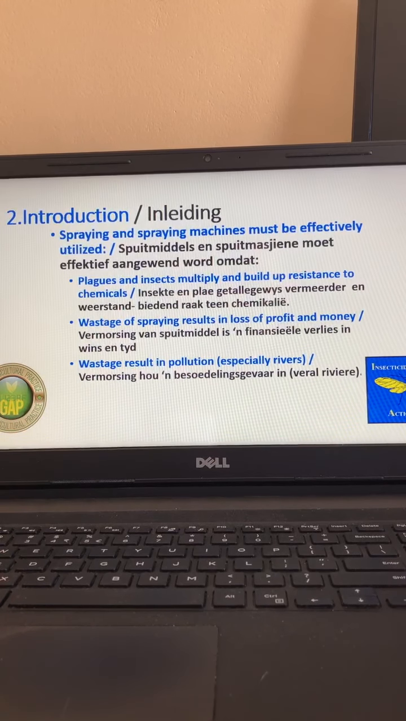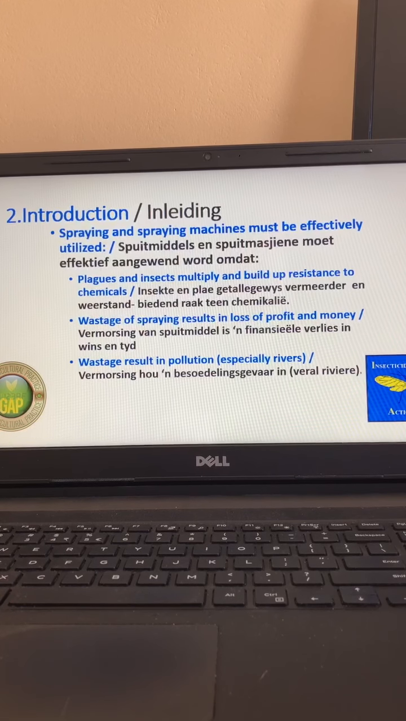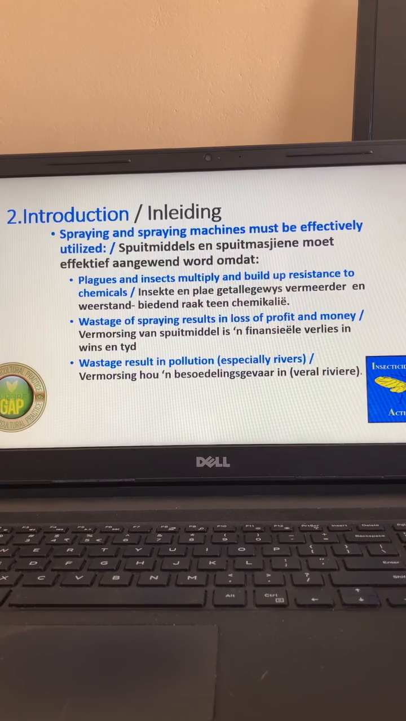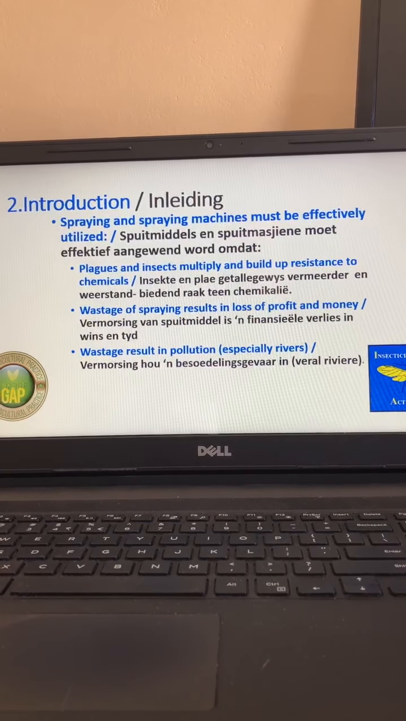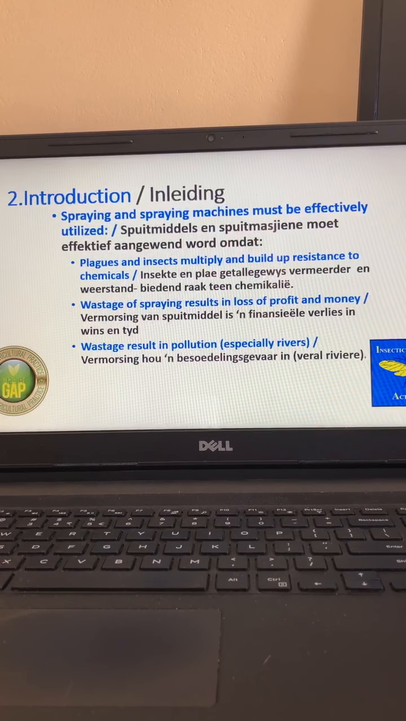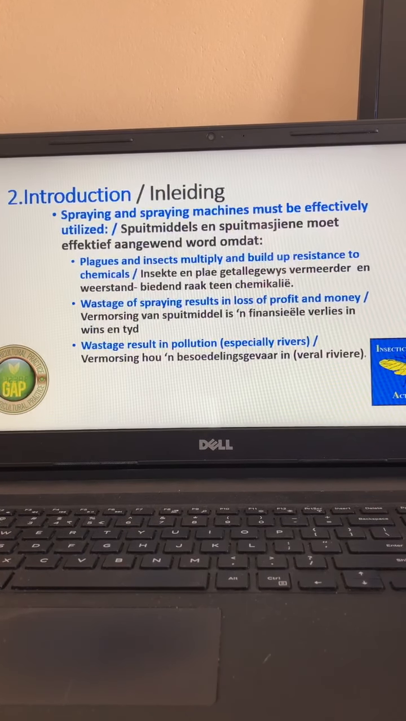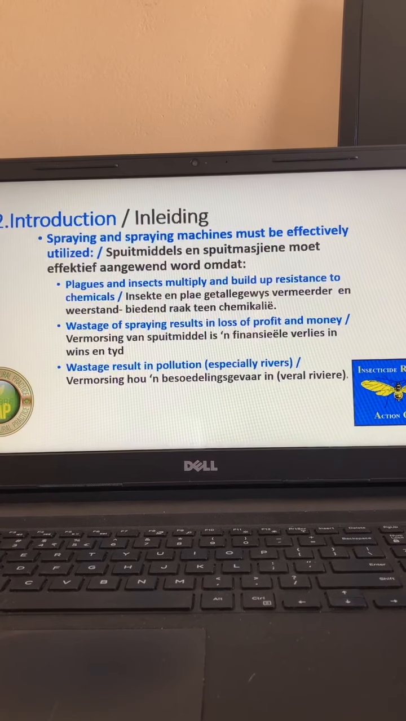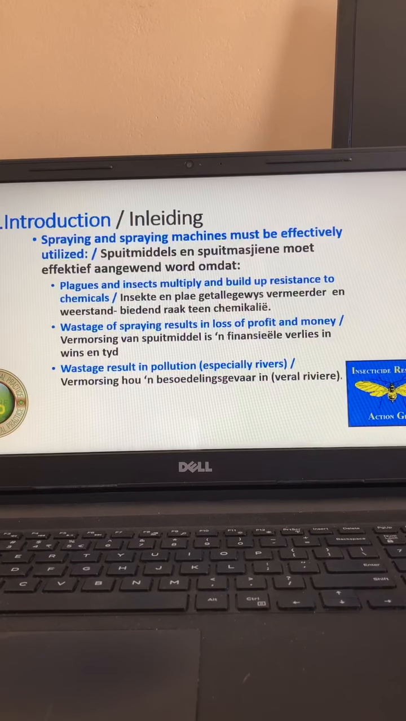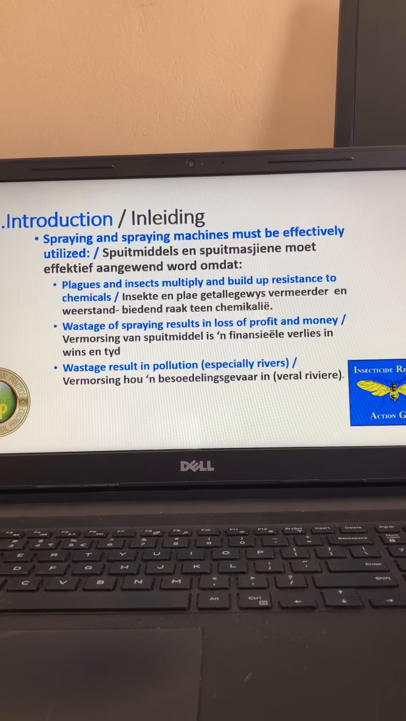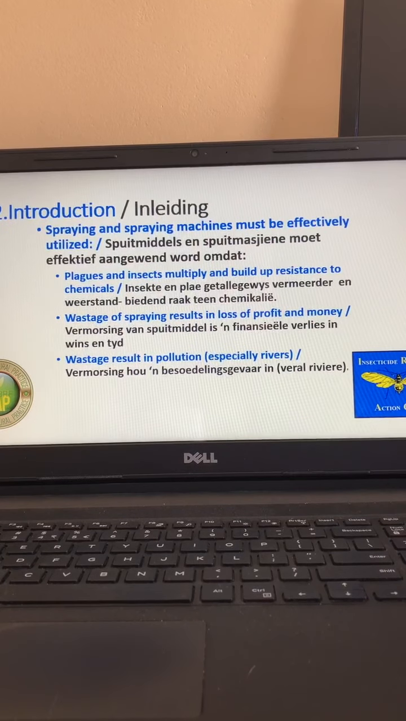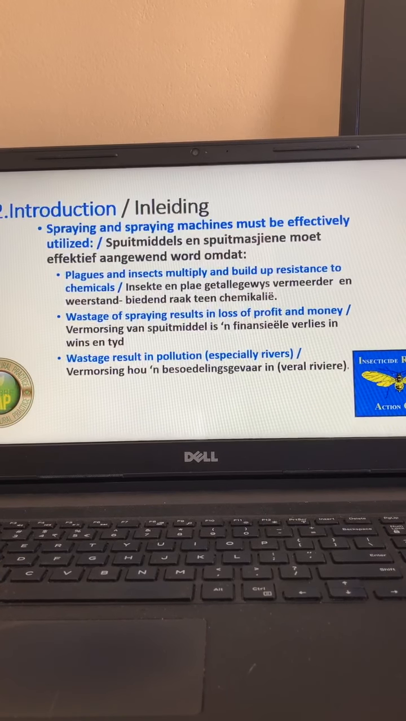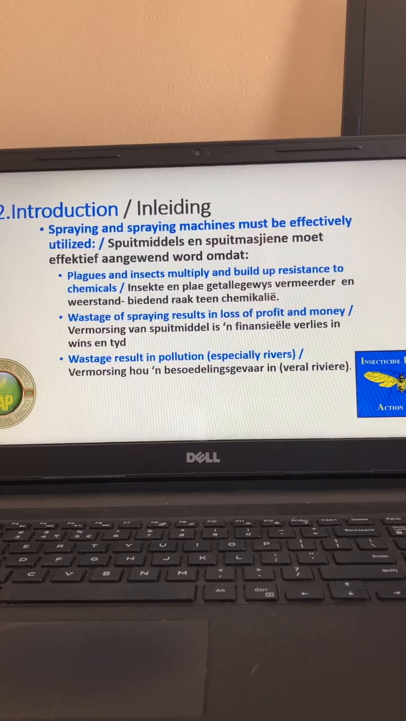It's important that these spraying machines are effectively utilized because plagues and insects can multiply and build up resistance to chemicals. So for instance, if you don't spray enough chemicals and a lot of these insects get some of the chemicals but not enough, and so they don't die, they can build resistance to these chemicals, and then you have this cycle where you need to spray more or different chemicals later on.